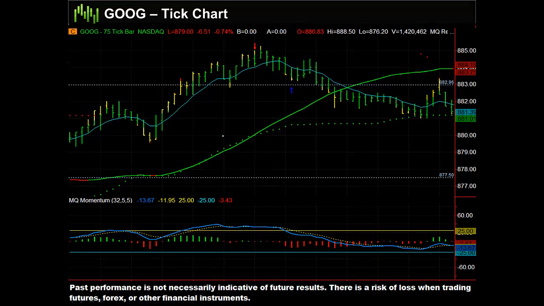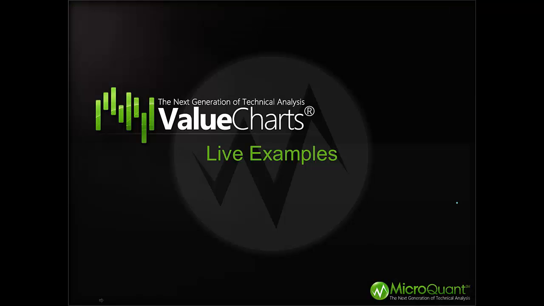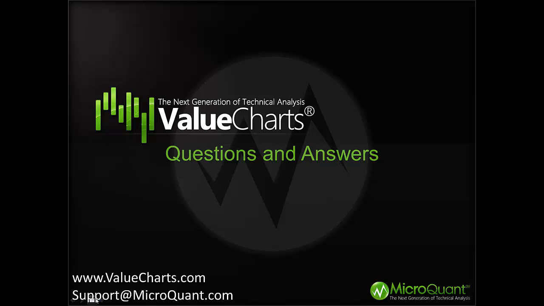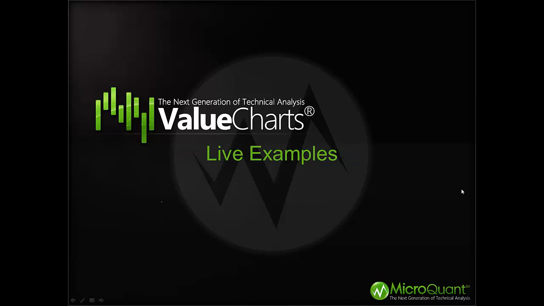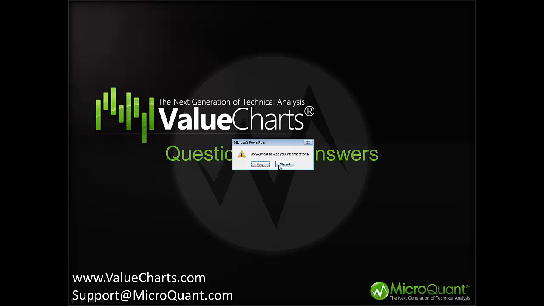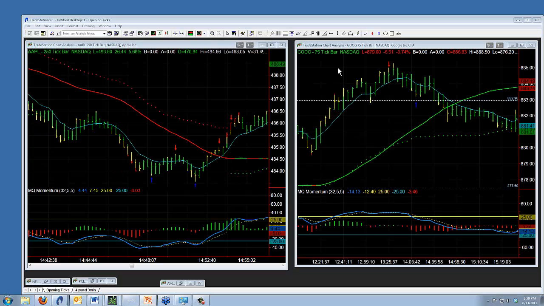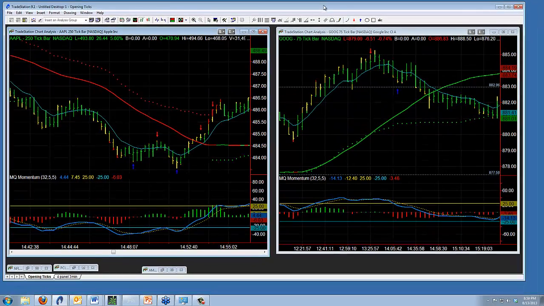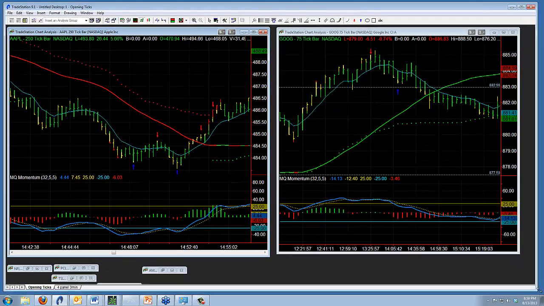All right. Let's take a quick peek at some live examples. Bear with me if this is a little bit messy, and let me know if you have any trouble seeing this. I'm going to get out of PowerPoint and discard those annotations. You guys can see this. This is my screen, usually what we see during the live trading room.